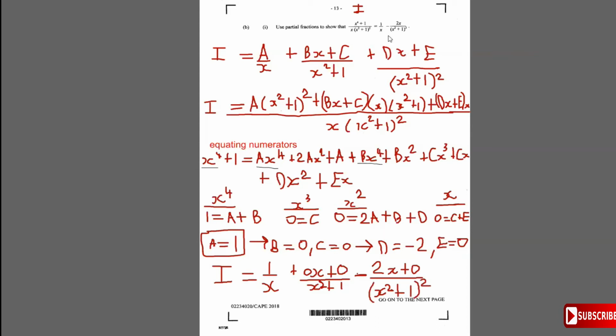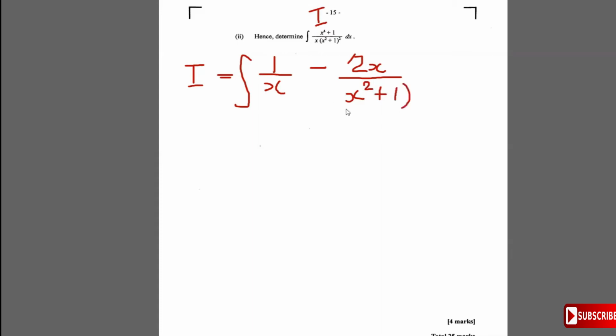And remember that this is equal to this. So we're showing it, and we're nice. We're showing. Soft. Nice. Then it says, hence integrate this. Hence, integrating this means we're going to use what we just found out.